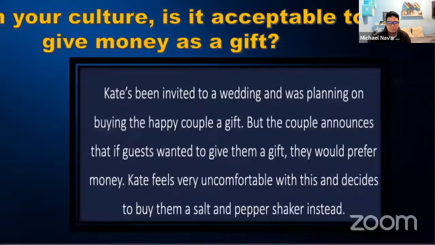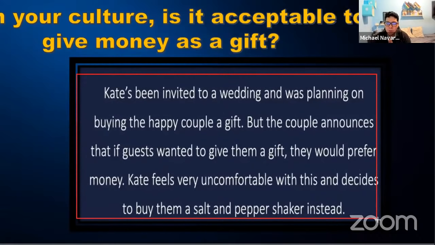Now, focus on this situation. You need to focus here. I will read it for you. Kate has been invited to a wedding, and she was planning on buying the happy couple a gift, a present. But the couple announces that if guests wanted to give them a gift, they would prefer money. Kate feels very uncomfortable with this and decides to buy them a salt and pepper shaker instead.